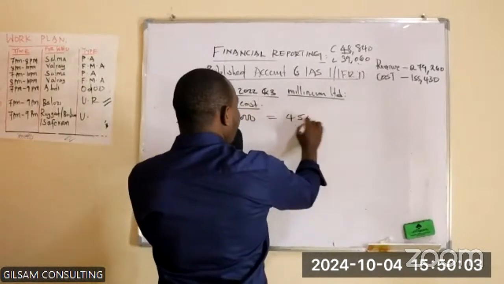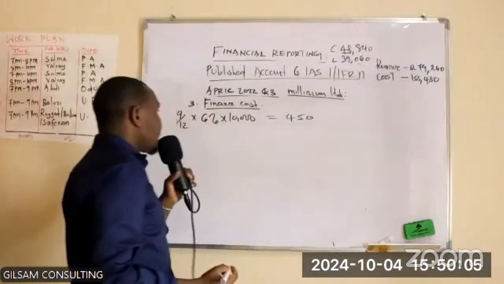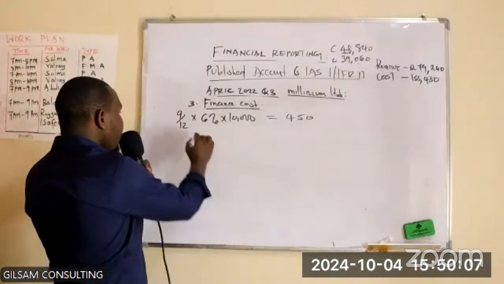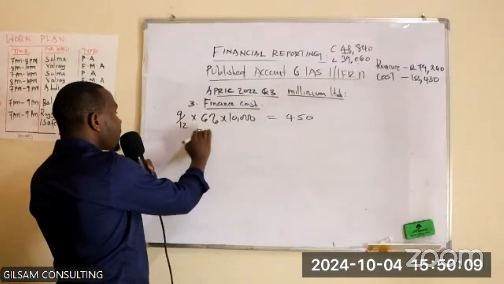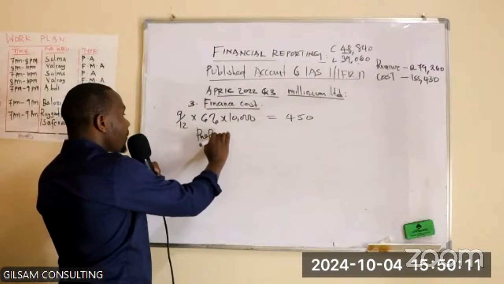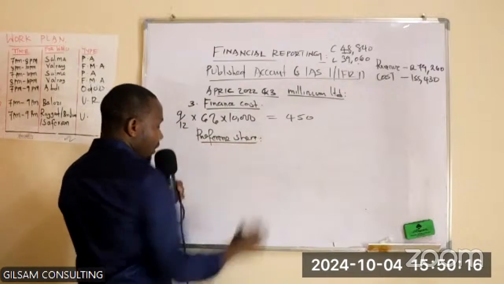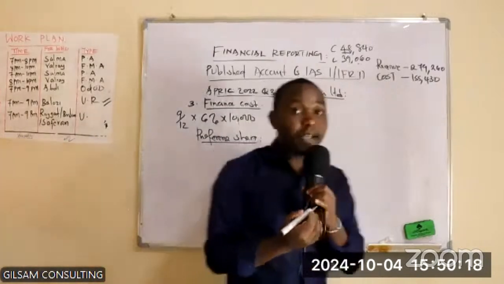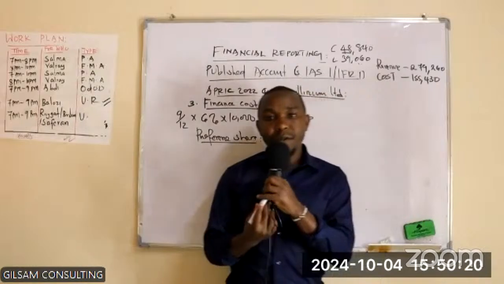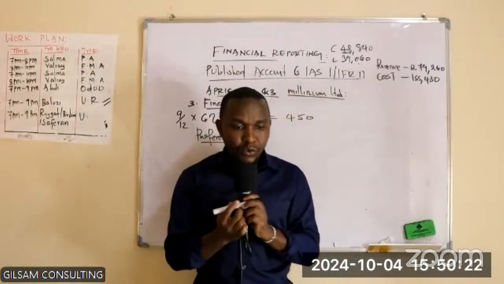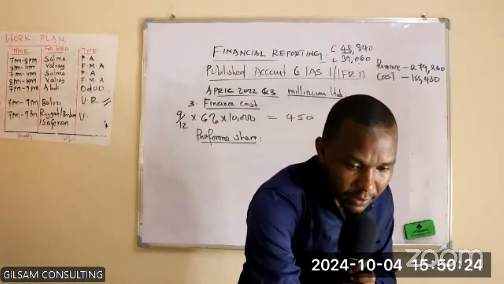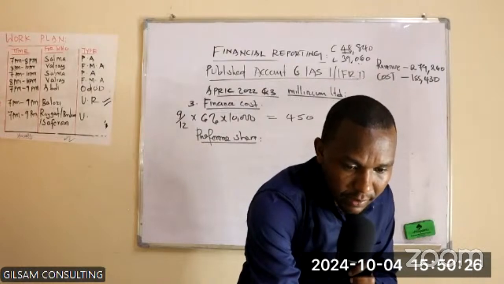Getting 450. So that is a debenture. Now go back to the preference shares. In the preference shares, there are two ways of accounting for them.